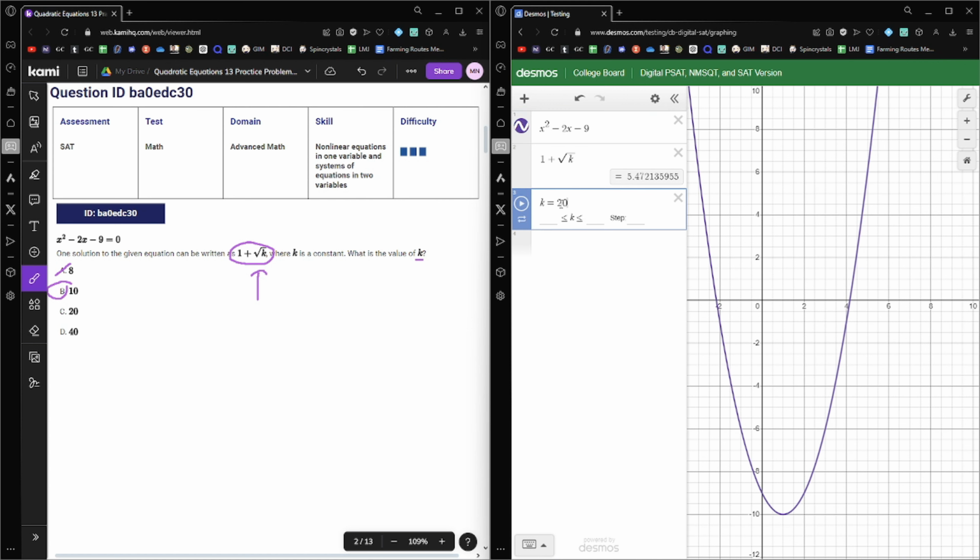Alright, k equals 20. 5.47. Alright, that's not either of them. And then 40. 7.32. That's not either of them either. So once again, our answer is B.